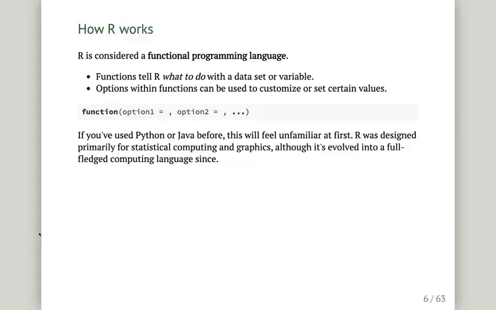So speaking of functions in R, let's talk a little bit about how R actually works under the hood. So R is what's referred to as a functional programming language. Functions in R tell it what to do with a data set or variable. We use options within each of the functions to customize or to set different variables or to change some of the default commands. The essential structure is this. So we write the name of the function. This is the command that we want to use. And then various options go in parentheses.